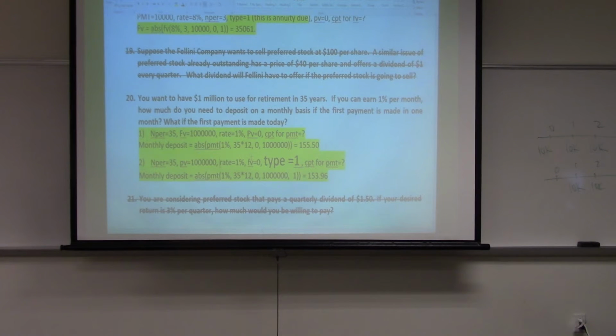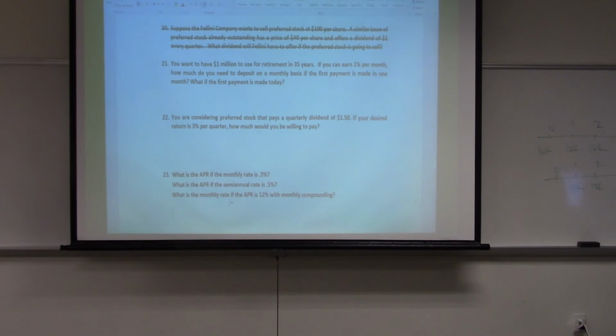So use Excel. I'll go back to Excel. If you see annuity due questions, use Excel. It says negative, but you know that it's possible.